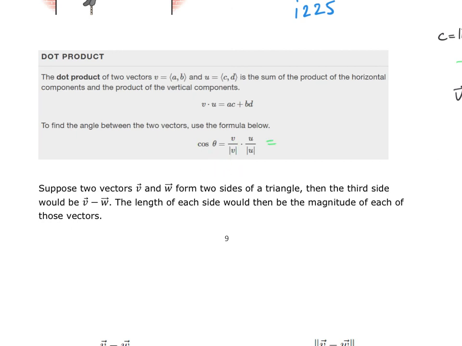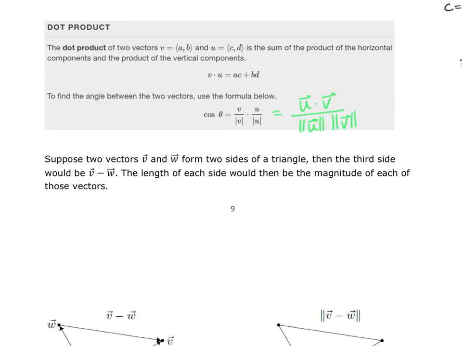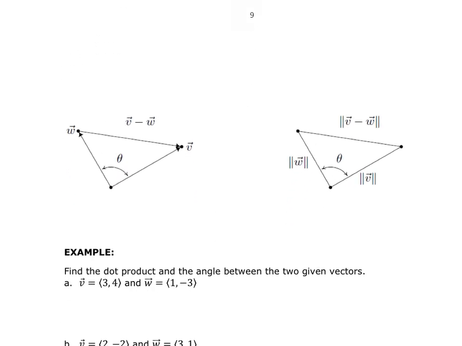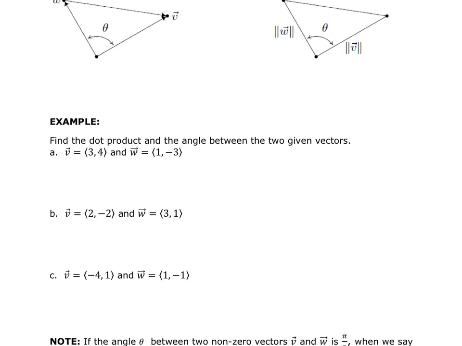Actually, I prefer it this way. I prefer it as u dot v divided by the magnitude of each one of these. I like it written better that way. Okay, so I can now do all of my triangle pieces without ever having to do the law of sine and cosine if I know the magnitudes. That's kind of nice. So let's just find the dot product and then find the angle between these two.